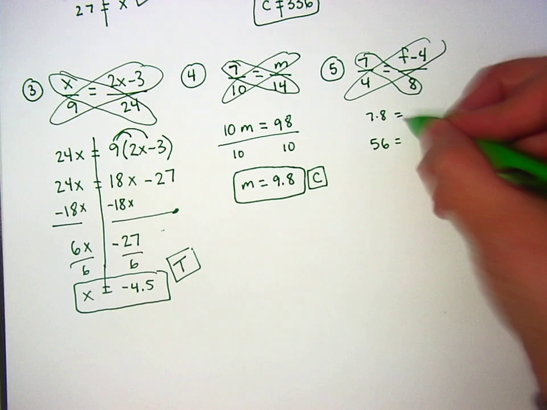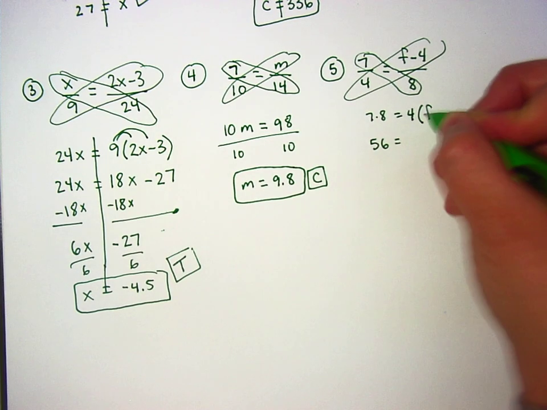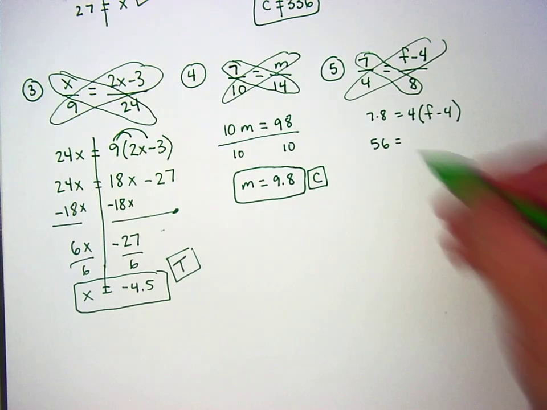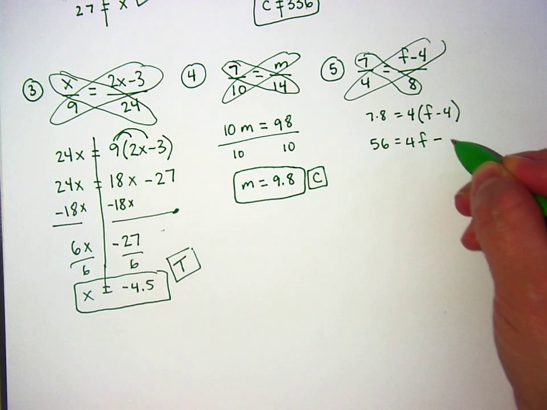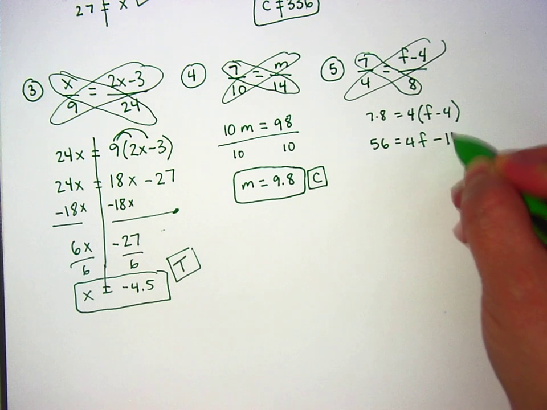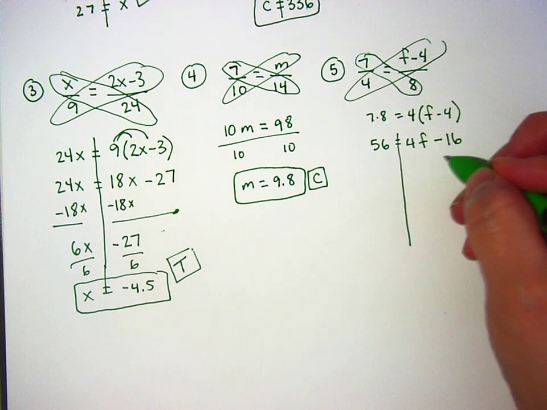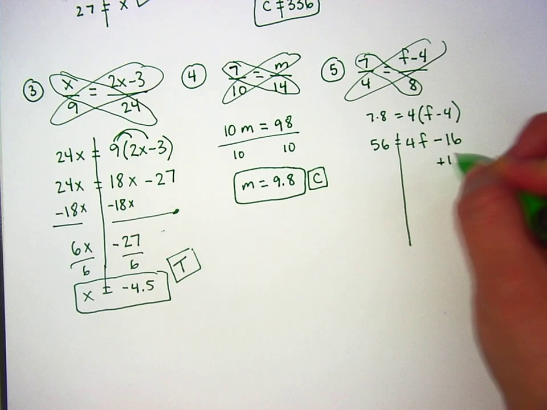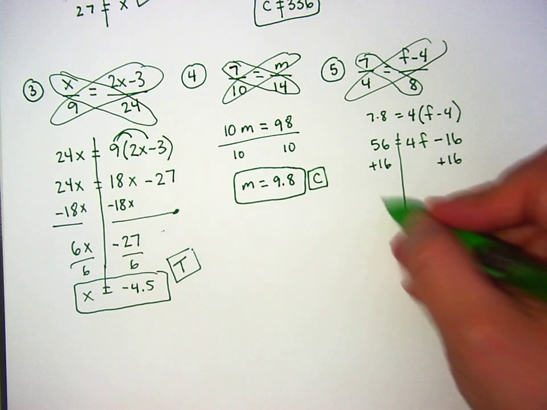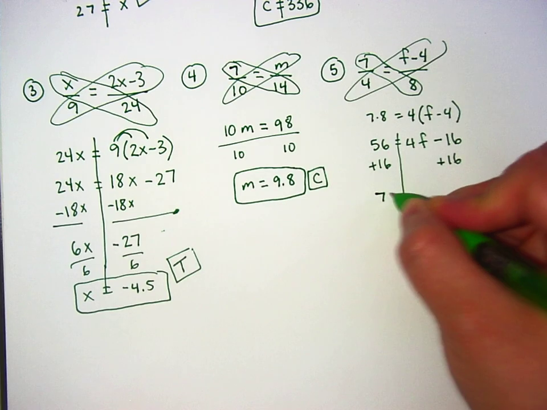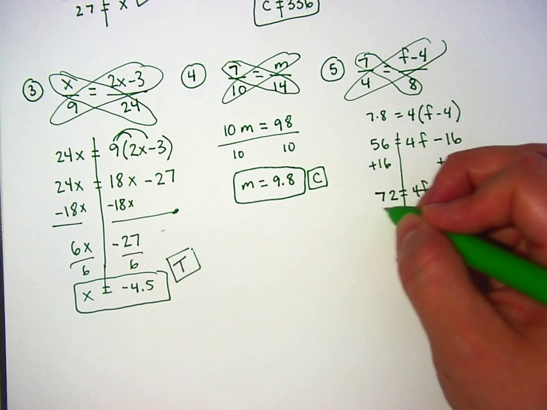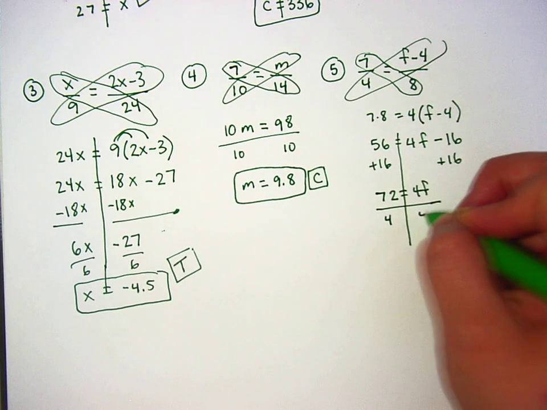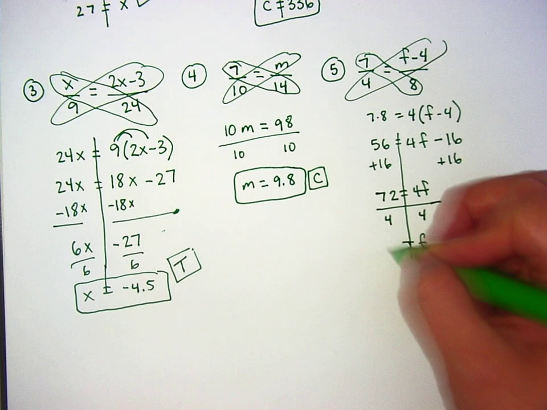So you're going to do 4 parentheses, F minus 4, and then it's 4F minus 16. All right, I'm going to leave you alone now. Nice job. Add 16, add 16. 72 equals 4F. Divide by 4, divide by 4. 18. Okay.